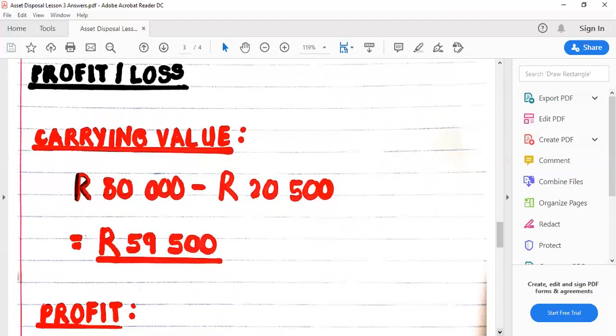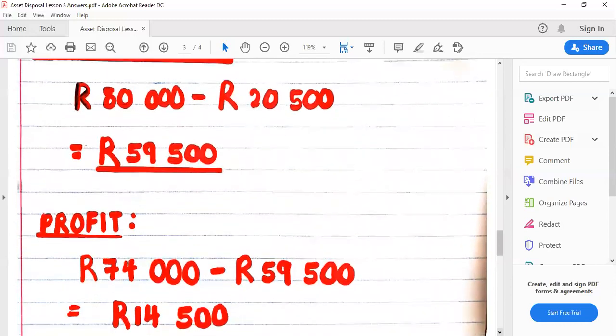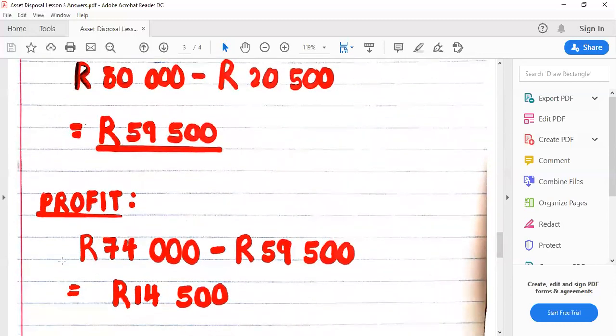So our profit is then the 74,000 Rand. Okay, what is the 74,000 Rand? The 74,000 Rand was the selling price, the price at which we sold the equipment for. The 59,500 is our carrying value. This is the amount that the equipment was worth on the day it was sold. And we've made a profit then of 14,500. Okay, so this is our profit.